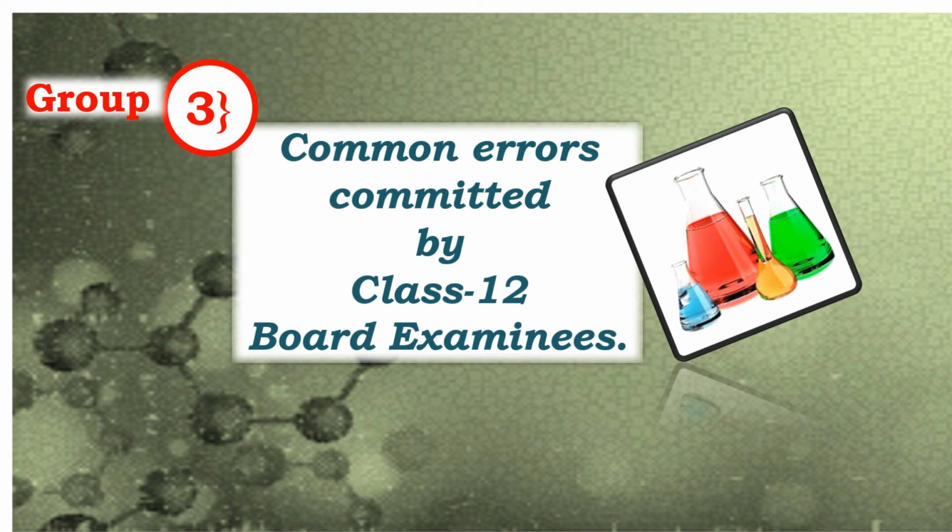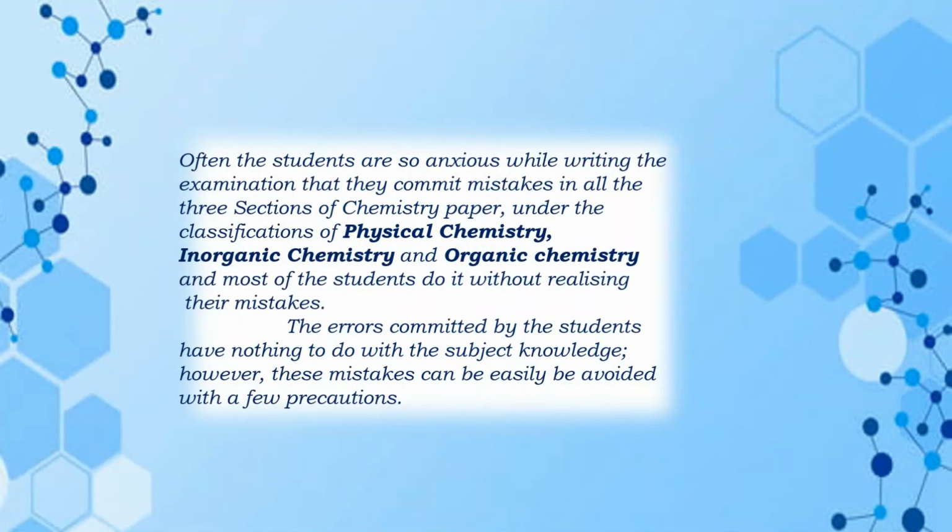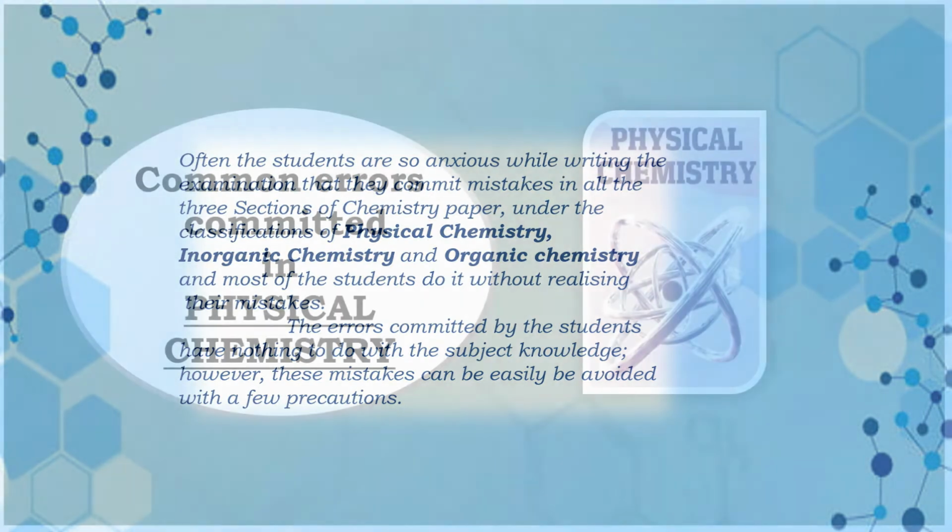Group 3. Common errors committed by Class 12 board examinees. Often the students are so anxious while writing the examination that they commit mistakes in all the three sections of the chemistry paper under the classifications of physical chemistry, inorganic chemistry and organic chemistry, and most of the students do it without realizing their mistakes. The errors committed by the students have nothing to do with their subject knowledge. However, these mistakes can be easily avoided with few precautions.